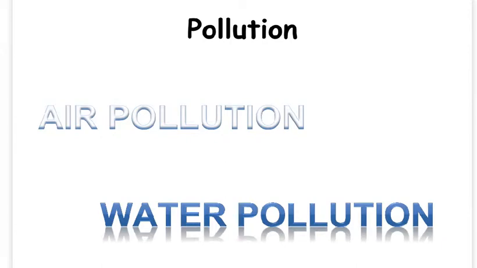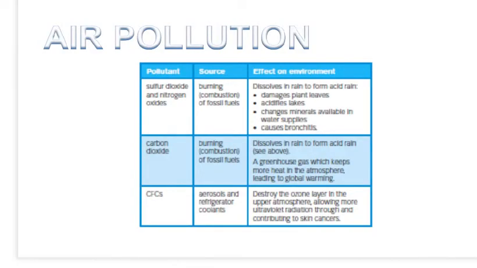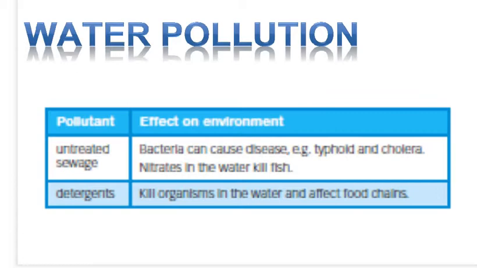We can divide the pollutants produced into two categories: those that pollute the air and those that pollute the water. Air pollution includes sulfur dioxide and nitrogen oxides, which dissolve in rain to form acid rain, carbon dioxide, which is a greenhouse gas, and CFCs, which destroy the ozone layer. Water pollution includes untreated sewage that may contain bacteria that can cause disease, and detergents that can kill organisms in the water and affect entire food chains.